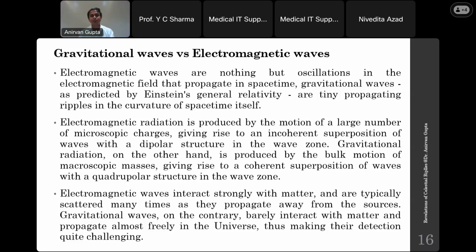Electromagnetic radiation is produced by the motion of a large number of microscopic charges, giving rise to an incoherent superposition of waves with a dipolar structure in the wave zone. Remember, electromagnetic waves are more related to dipolar structure. Because the wavelengths of electromagnetic waves are typically much smaller than the size of their sources, these waves can be used to produce images. So in electromagnetic waves, we generally deal with the visual aspects.